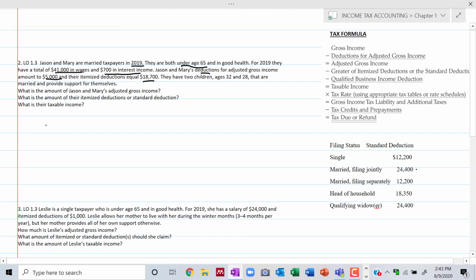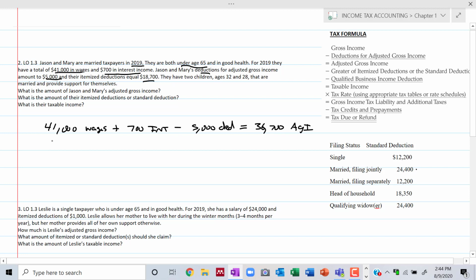And so in this situation, 41,000 is the amount for the wages plus 700 in interest less 5,000 in deductions would give you 36,700 as their AGI, adjusted gross income.